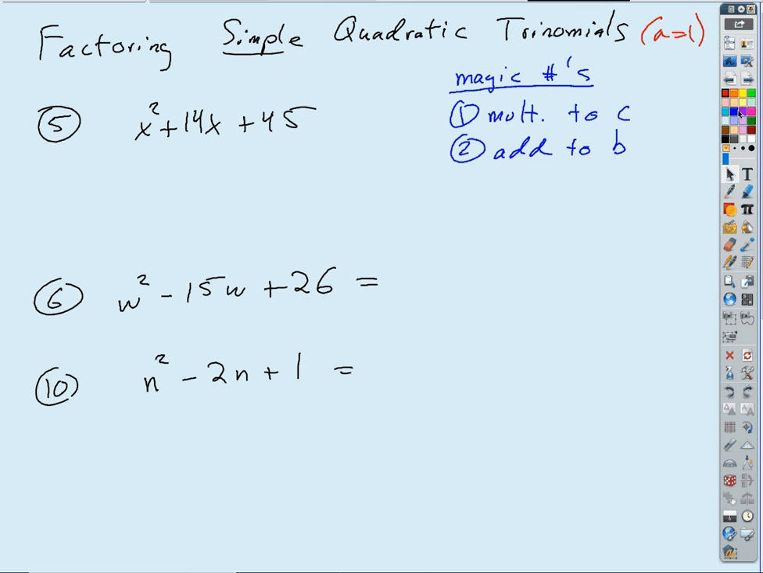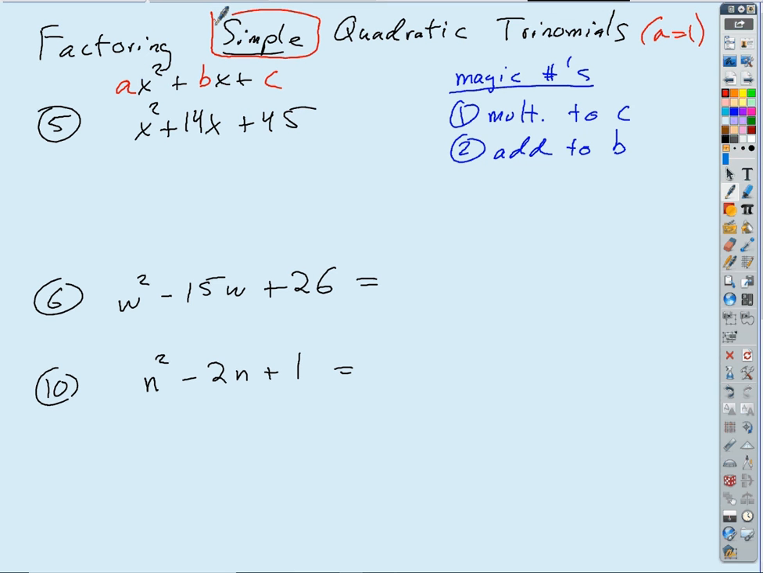Simple quadratics. What makes them simple? Would everybody agree that all three of these examples are in the form ax squared plus bx plus c, right? And maybe it's not an x, maybe it's a w or an n, but it doesn't matter what the variable is. The pattern's the same. In each of those cases, what's the coefficient of the squared variable? What's being multiplied by x squared or w squared or n squared? 1, right? That's what makes these simple.